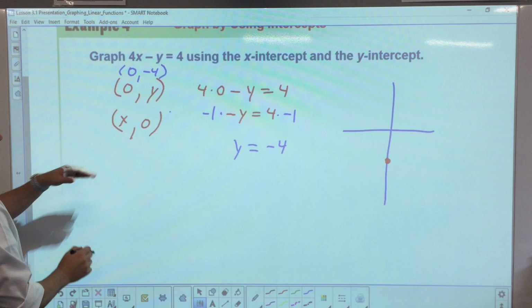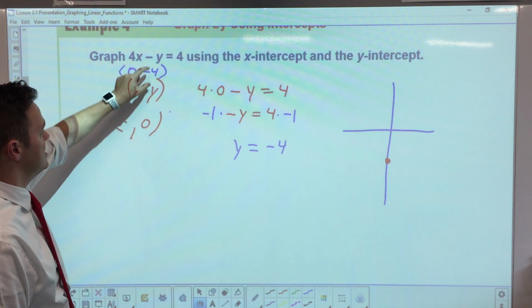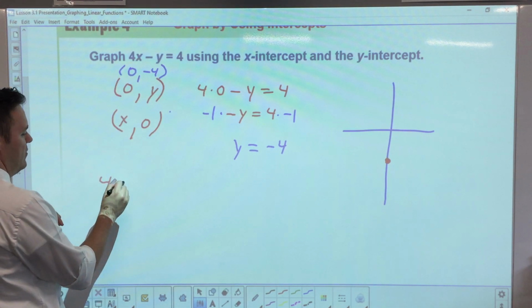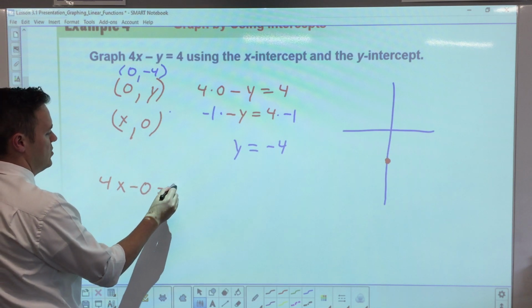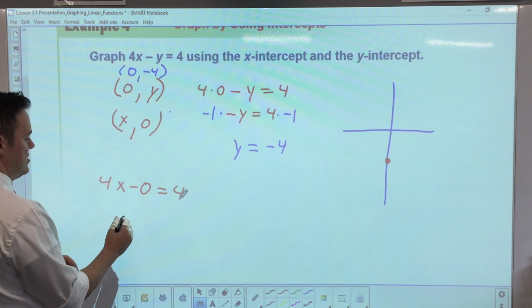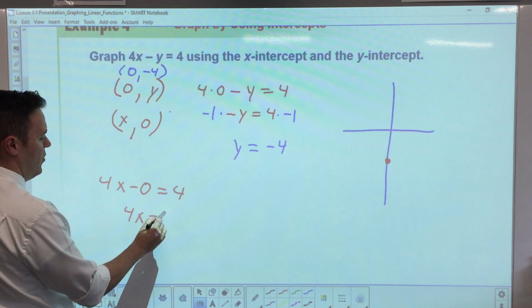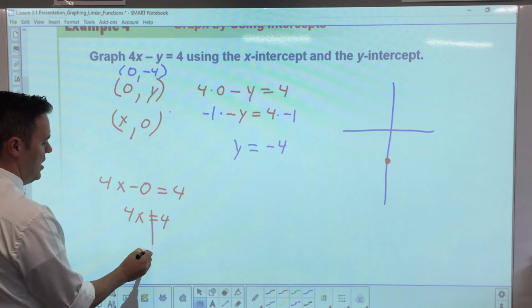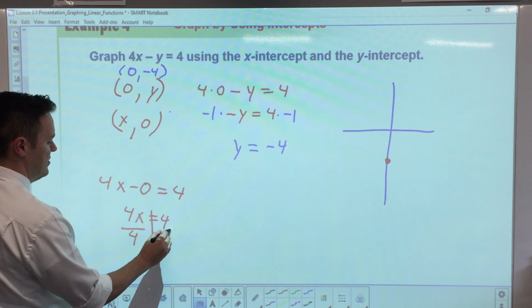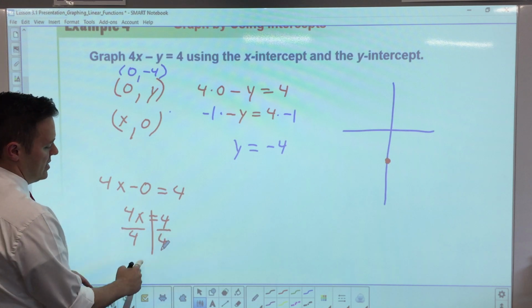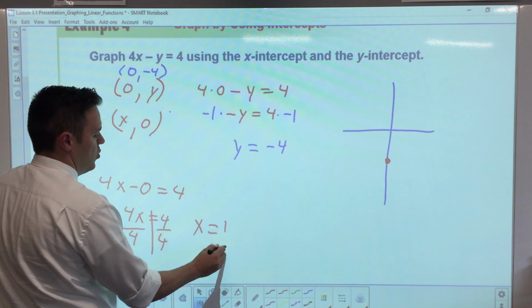So now we want to find the x-coordinate. To find the x-coordinate, you plug a 0 in for y. So it'll be 4x minus 0 equals 4. Well, that's simple enough. That just cancels out. So 4x equals 4. And what type of problem is this? This is division. So you would cancel that out. It'd be x equals 1.